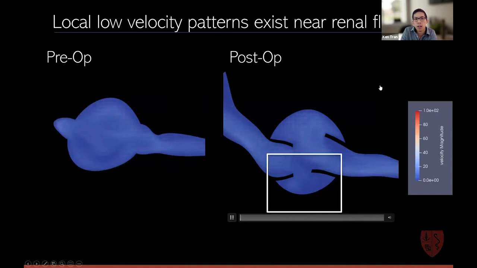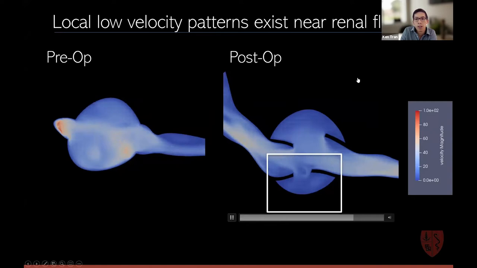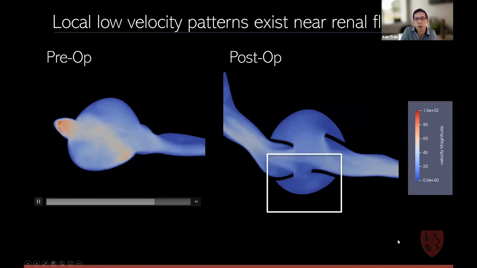Next, we performed a 2D visualization of pulsatile flow. And this was the same example patient, where you can see a relatively small aortic lumen with large protruding renal flares. And you can see here in this highlighted area with the white box, there's significant flow disturbance with lower velocity magnitude than you see in the preoperative state.